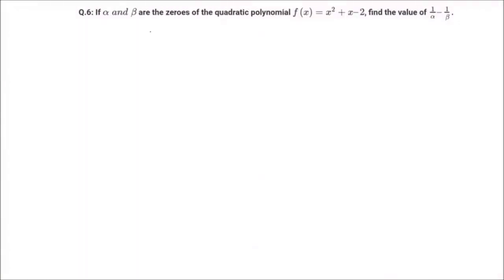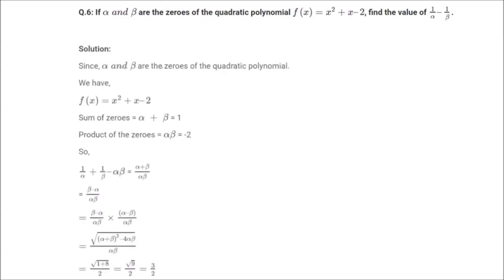If alpha and beta are the zeros of the quadratic polynomial, this one, find the value of 1 by alpha minus 1 by beta. Now here is a scenario. I'll just show you what is happening here. First, a is 1. b is also 1. And c is minus 2.